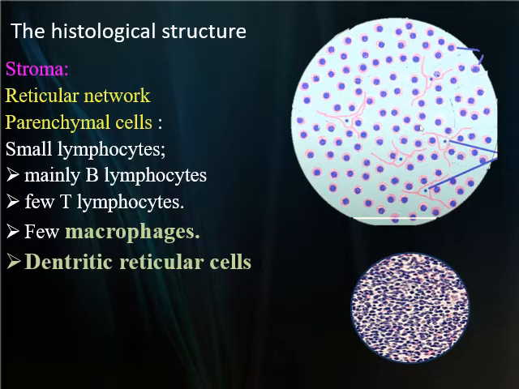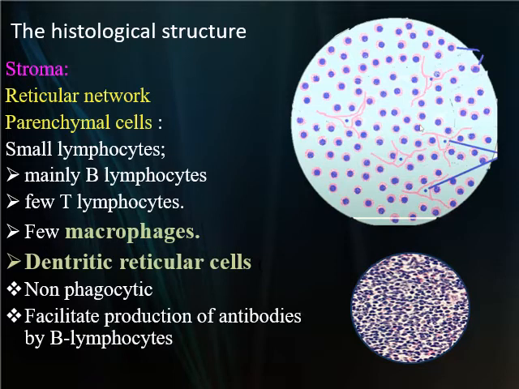Also, we have an important cell, which is the dendritic reticular cell. What is the function of these dendritic reticular cells? They are non-phagocytic. They don't do phagocytosis, but they facilitate production of antibodies by the B lymphocytes.